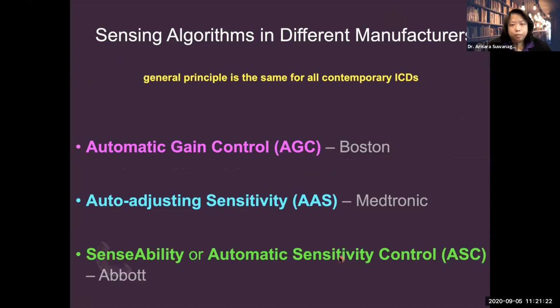The name will be different. In Boston, they call it automatic gain control. For Medtronic, they call it auto adjustment sensitivity. And for Abbott, they call it SenseAbility or automatic sensitivity control. All of these are dynamic sensitivity detections.